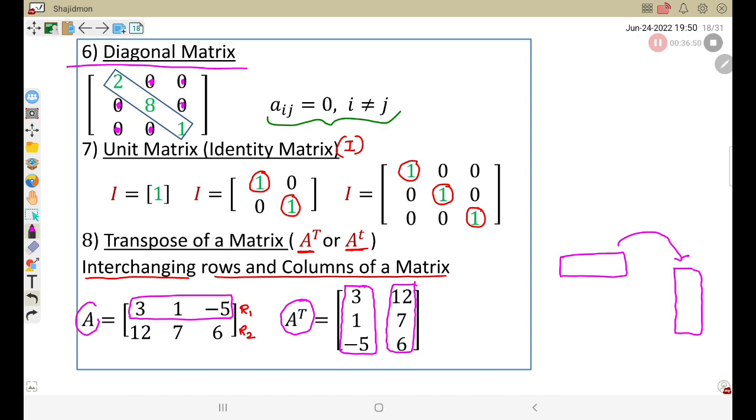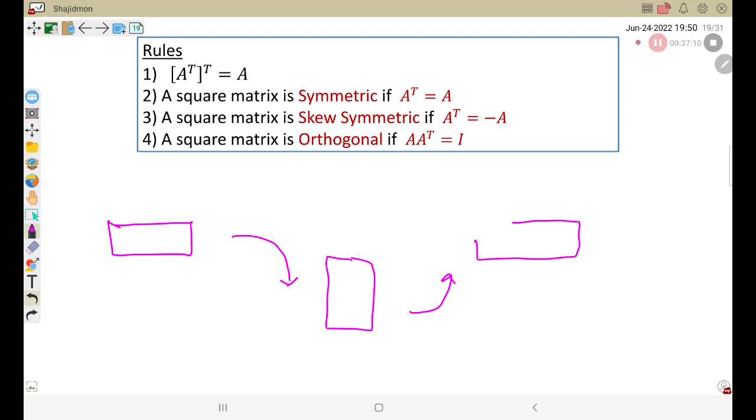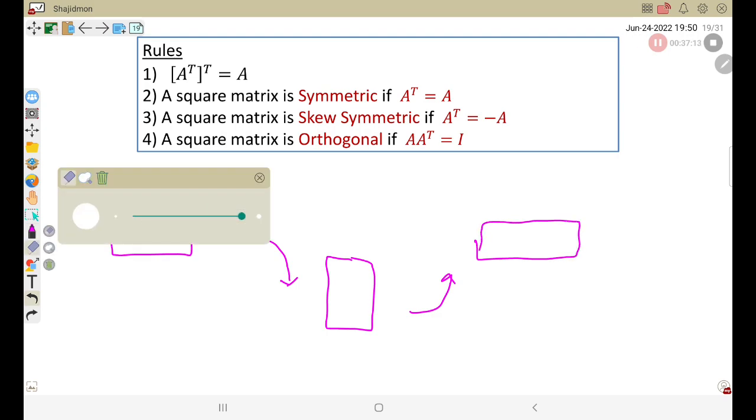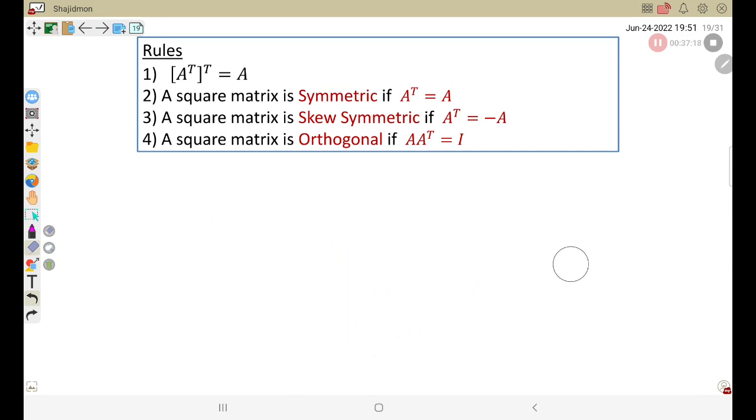So I hope you understood these special types of matrices and the transpose of a matrix. Now some small rules we need to discuss here. What are the rules? A transpose all transpose should be equal to A. First we do A transpose, so it becomes column-wise. Now when we do transpose again, it comes back to the same shape. This is the meaning: A transpose all transpose is the same as the A matrix. This is the first rule.